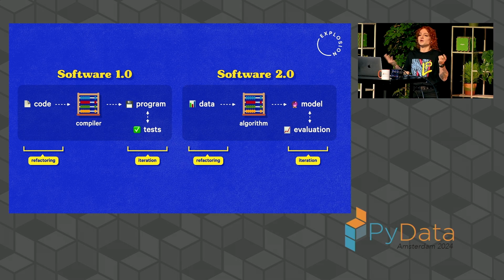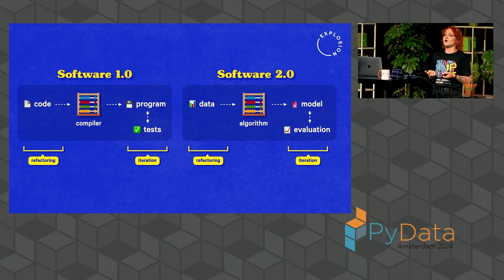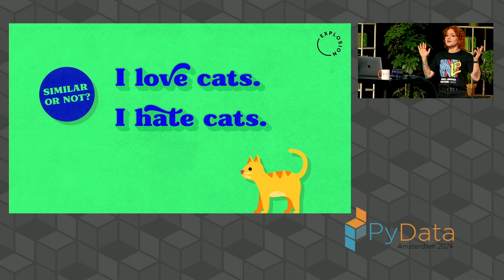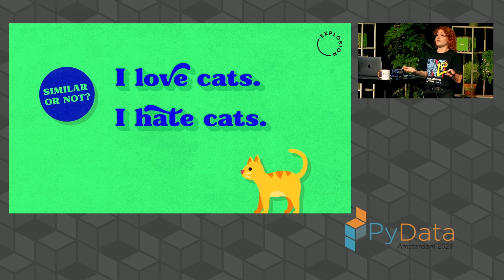Aren't there just things where there's a clear answer? And of course there are, but I've brought you some examples to show you that even things that might seem simple at first actually do require some reasoning and refactoring. So one of my favorite examples is this. We have 2 sentences, I love cats, I hate cats. And now the question is, are these 2 sentences similar or not?